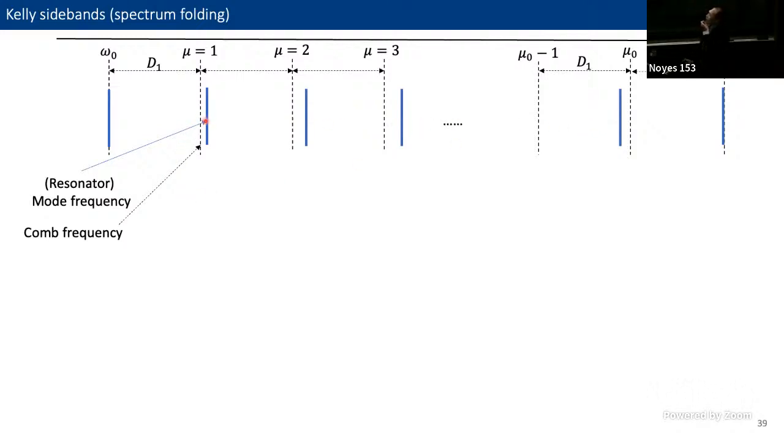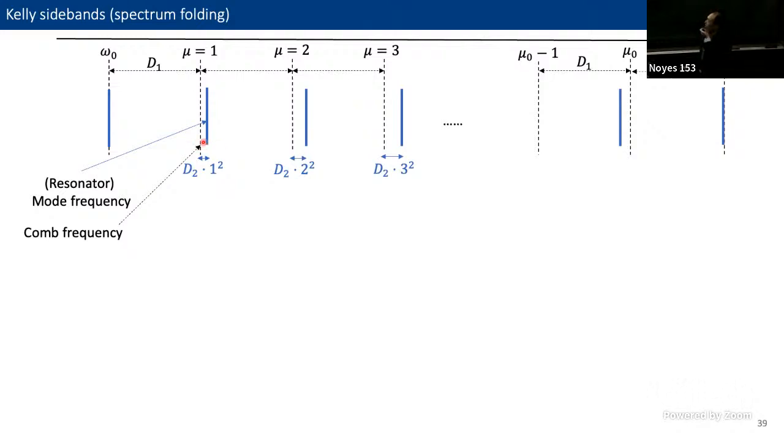so you don't have exactly the same distance between each individual resonator mode. Because of this mismatch, the frequency of the resonator will walk off from the frequency of the comb. Here we assume this walk-off is proportional to the second order dispersion. I'm missing a half here, but anyway, we assume we are dominated by the second order dispersion.